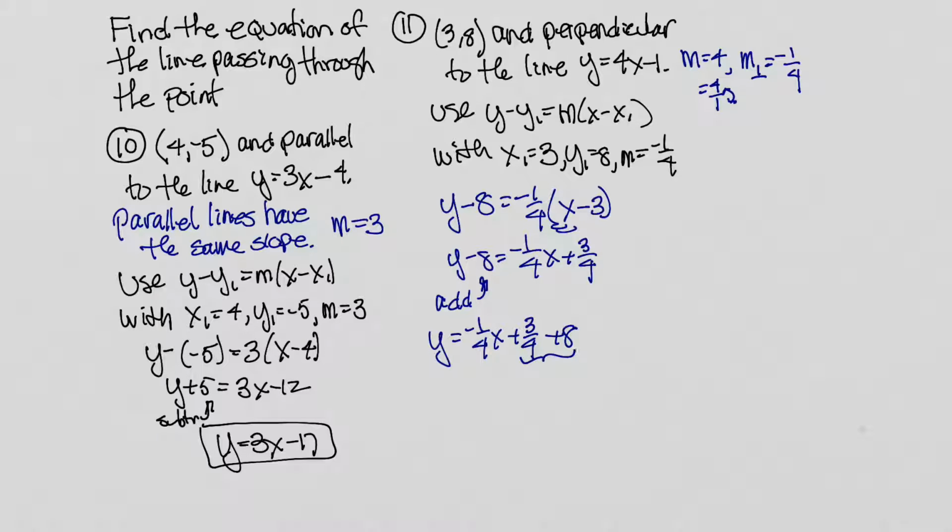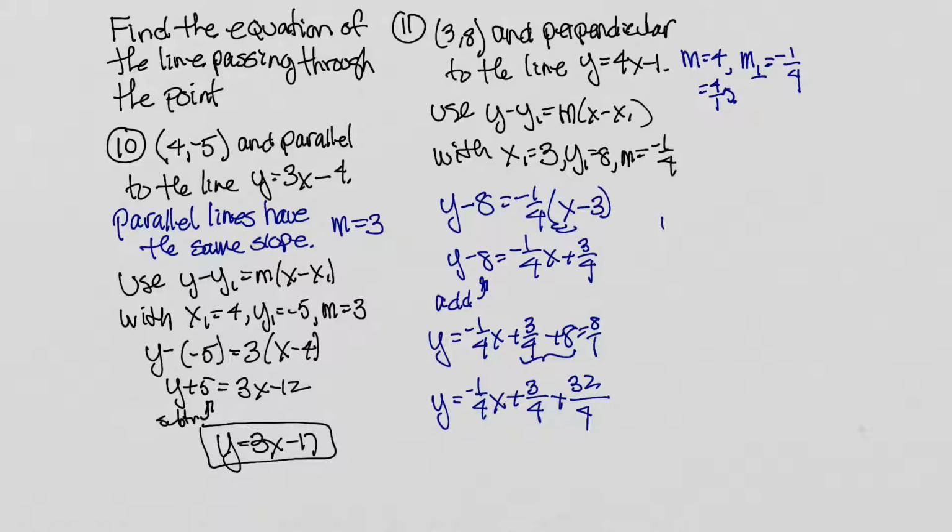We want to add these, so we need a common denominator here. Now this 8 is really 8 over 1. So we can write y equals negative 1/4 x plus 3/4 plus, now, we don't want a 1 in the denominator, we want a 4 to match that one. To get from 1 to 4, we'll multiply this one by 4, but if we multiply the bottom by 4, we need to multiply the top by 4. So we're going to get 32 over 4, and sure enough, just to check, 32 divided by 4 is that 8.